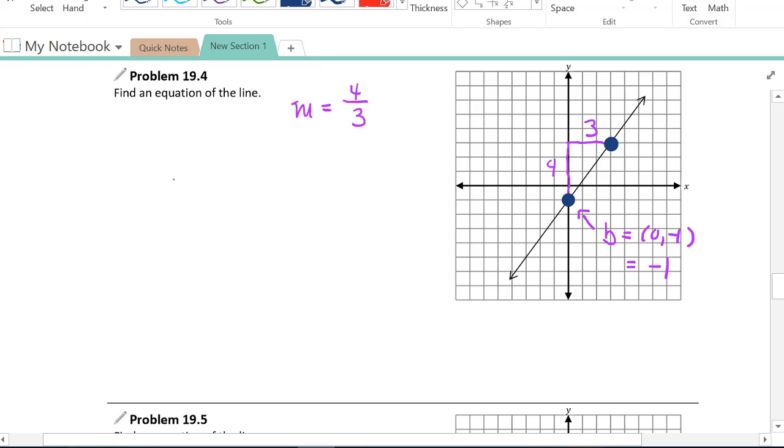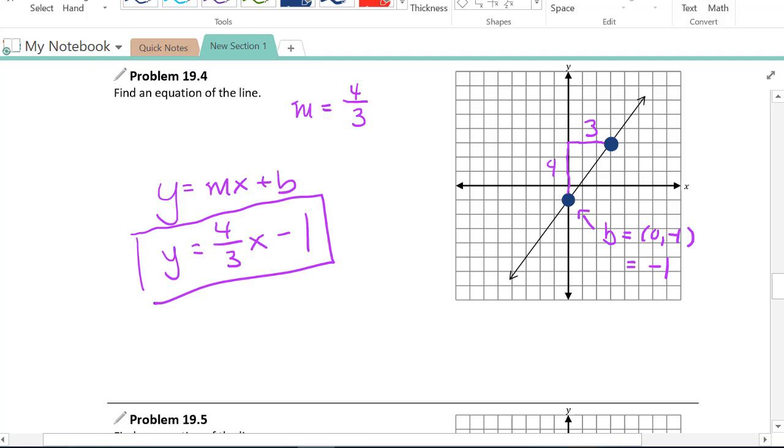So when you put the equation together, you're going to get y equals mx plus b. So y is equal to m, our slope, which is 4 over 3, x is x, and then minus 1, because b is minus 1. And there you have it. That's our equation. I have an increasing line, and my slope is positive. That makes sense.